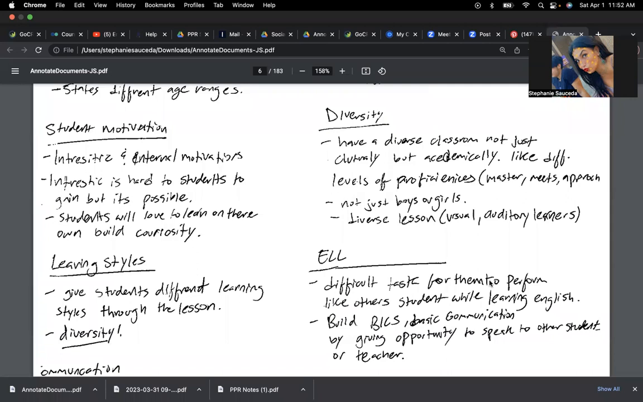But there's different proficiencies for our students, different fears, they come from different backgrounds, and we need to take that into consideration when we are building our lessons, when we are thinking about the types of things we're going to be doing with our students. Because remember, domain 1 is all about planning.